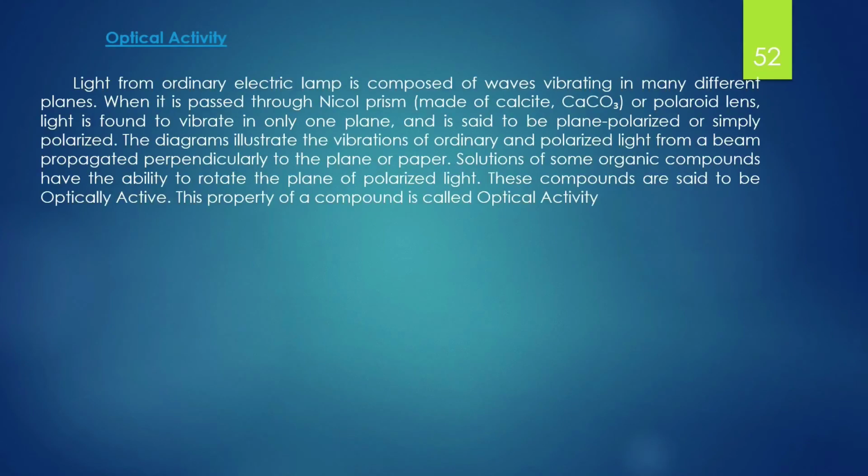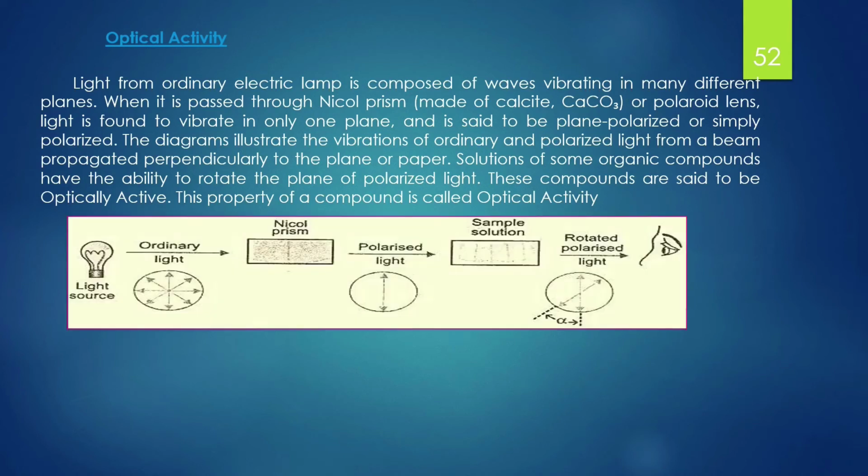In order to understand optical isomerism even further, we need to have a clearer idea of optical activity. Light from an ordinary electric lamp is composed of waves vibrating in many different planes. When it is passed through a nicol prism, which is made out of calcite or calcium carbonate, or a Polaroid lens, light is found to vibrate in only one plane, and it is called plane polarized or simply polarized light. The diagram below illustrates the vibration of ordinary and polarized light from a beam being propagated perpendicular to the plane of paper.